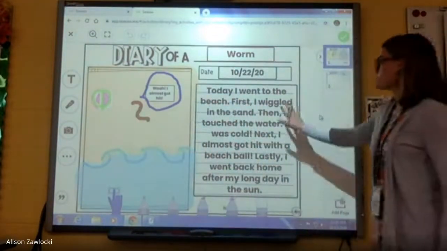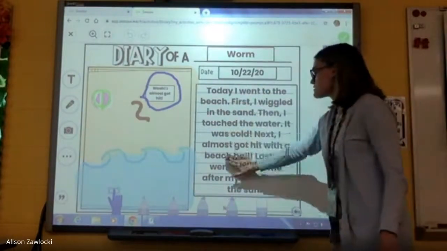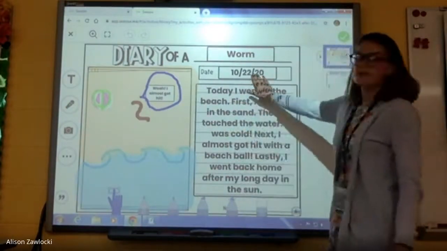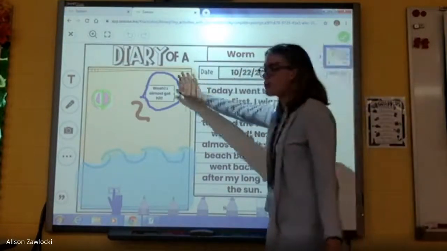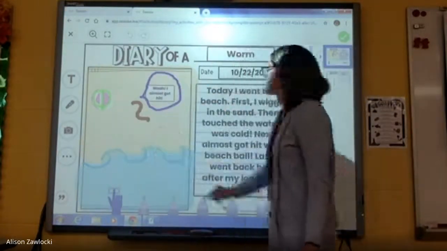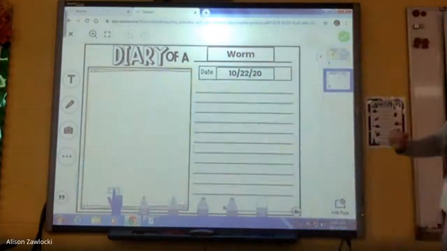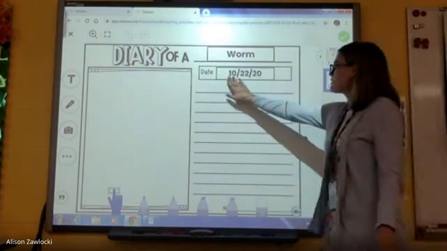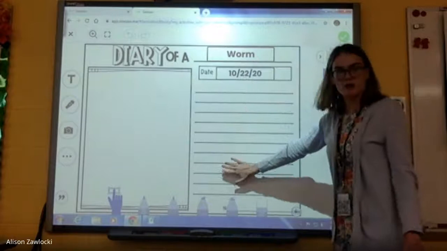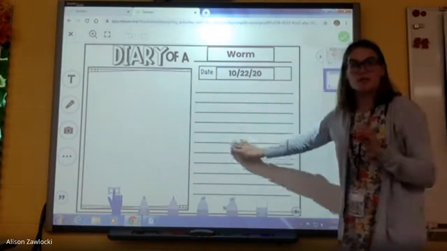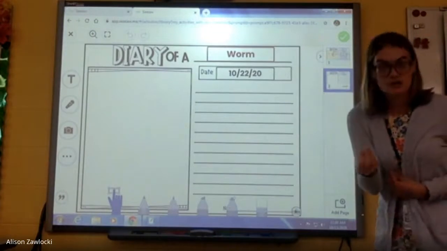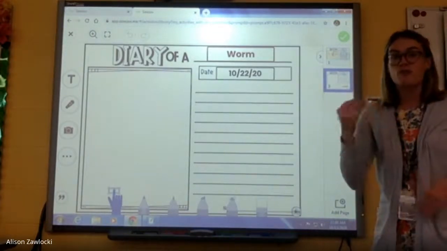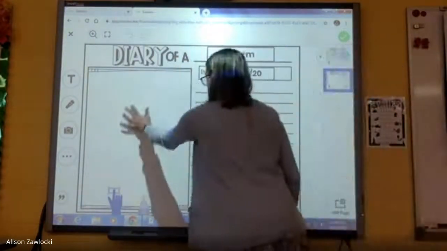I am going to make sure that I write in complete sentences on the right side, and my date is already written for me, and so is my worm right here. And then I'm going to draw a detailed picture of what happened in the day. So right here, you'll notice you have a blank entry, and it says Diary of a Worm. Here's the date. You're going to write right here what you would do today if you were the worm. You're going to write a diary entry from the worm's perspective. Then you will draw a picture over here.